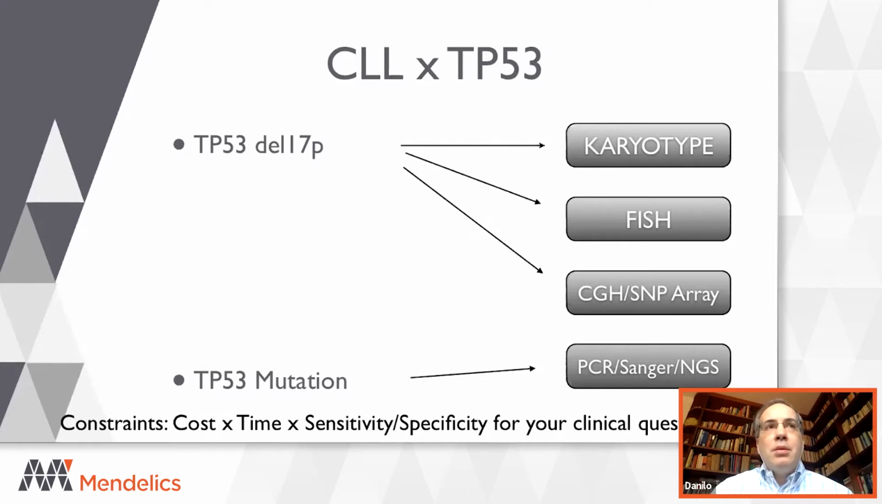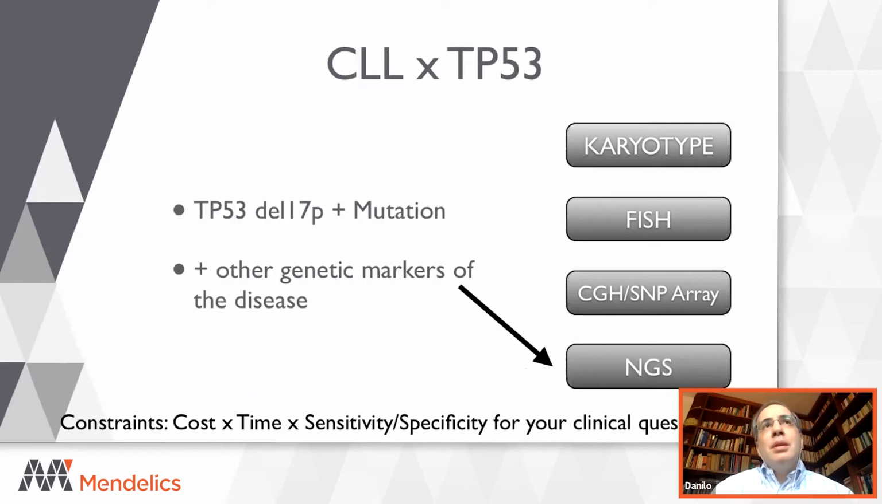So it all depends on my constraints. If I have a constraint of cost and I need a low upfront cost, karyotype would seem reasonable. If I need the fastest test I could get, maybe FISH would be the one to go. So there are always constraints in your specific setting that make you opt for one test or another.